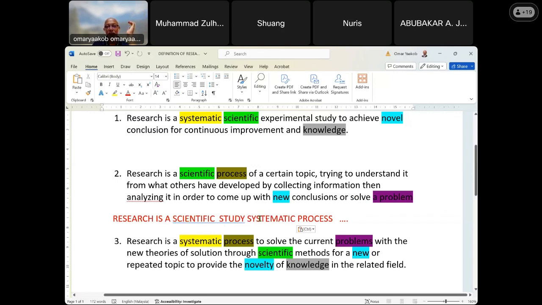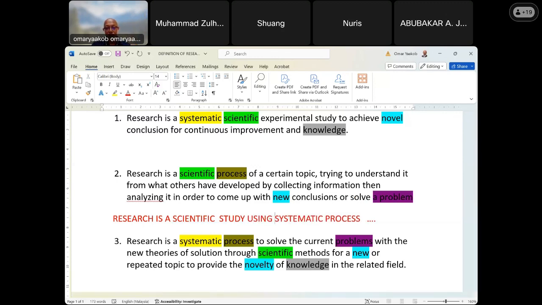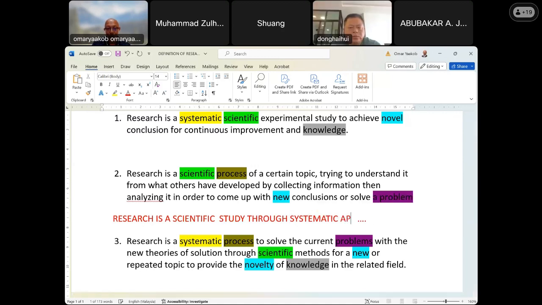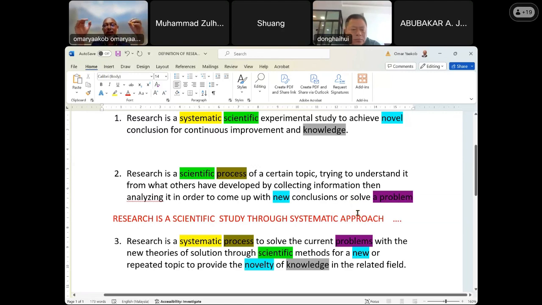Research is scientific study based on, or through, a systematic approach or procedure. Okay. Through a systematic approach. Procedure. Okay. All right. Approach, yeah. Okay. Anybody has comment on this? Because I'm trying to understand your thinking as a class, and I just put down and see whether this is acceptable to you.